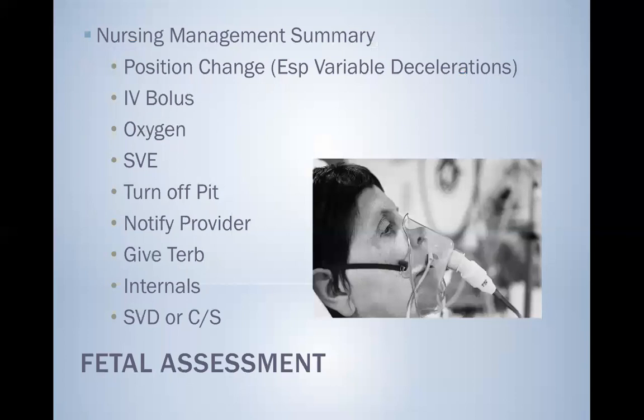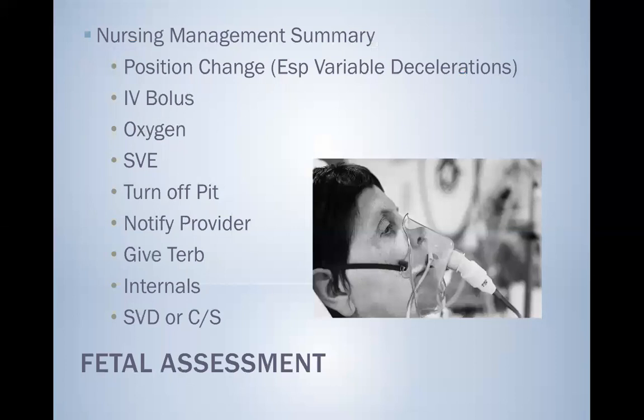We also want to know if the baby came down quickly. So maybe the baby was at a -3 station and now the baby's +2. That's going to cause significant stress on the baby, and it's just going to take some time for that baby to recover. But that's okay. The baby will recover. It's just going to take a little bit of time. So if we know that, then we're not going to run for a C-section.